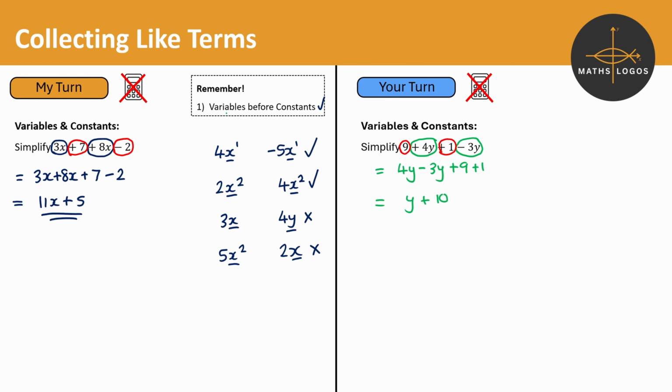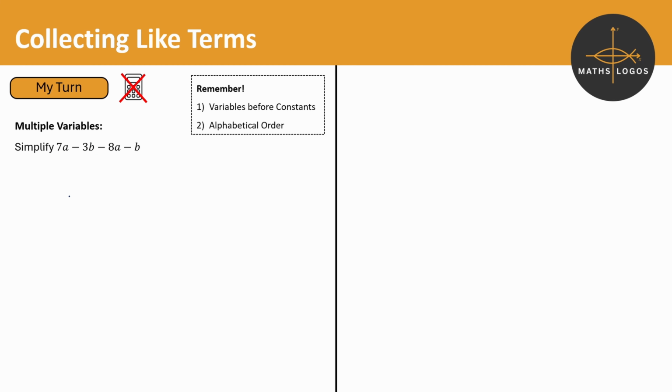And I'll check my rule. Are my variables before my constants? Well, y is my variable and it's before my constant of 10, so I know that I've done that right. In practice, if you're happy with skipping this line of working out and going straight to your answer, then that's absolutely fine. Okay, our next example involves multiple variables.